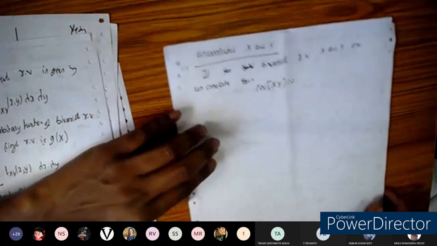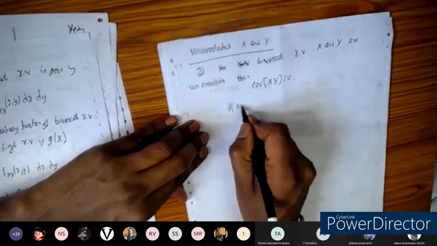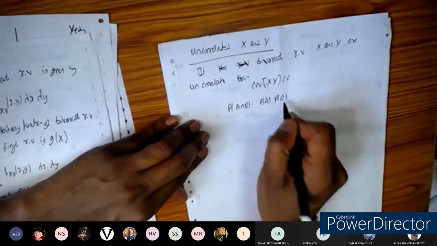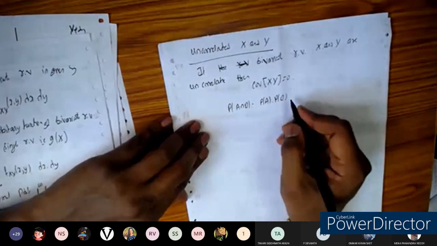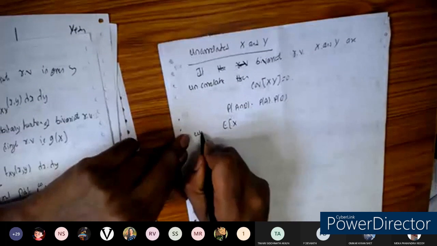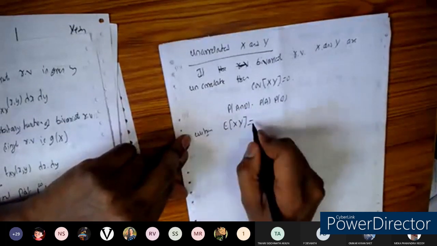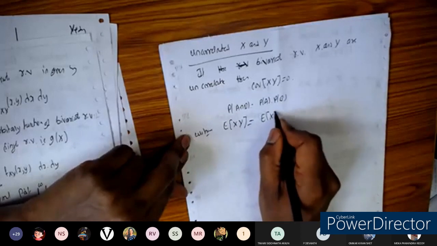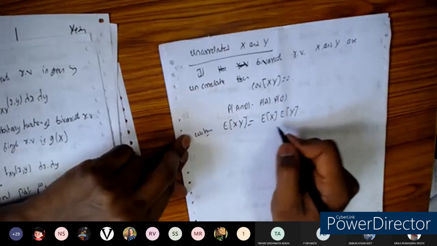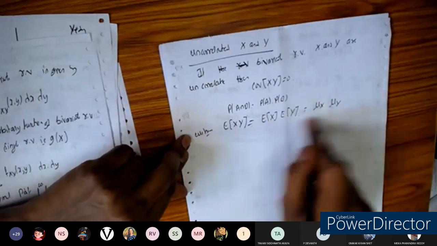So how will this be equal to 0? We'll see that here. We have seen that the probability of A intersection B is equal to the probability of A times the probability of B. This is for independent events or uncorrelated events. Similarly, we have the expectation of xy. For uncorrelated random variables, we can write this as the expectation of x times the expectation of y. This is called mu x and this is called mu y.